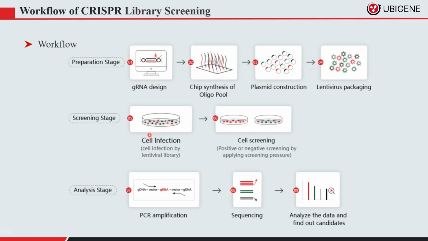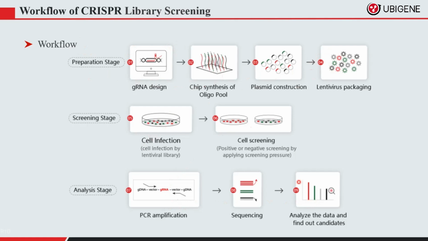This cell pool is then subject to specific screening conditions to isolate the cell of interest. Next, we extract genomic DNA from these cells, amplify this by PCR, and construct a sequencing library for sequencing. So finally, we analyze the sequencing results through bioinformatics to identify candidate target genes.